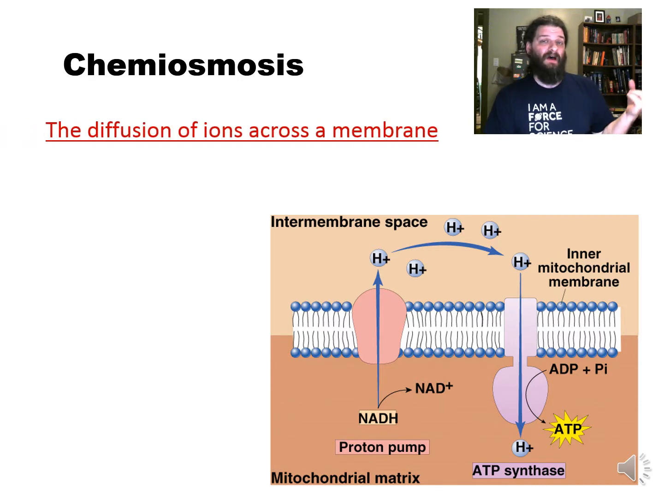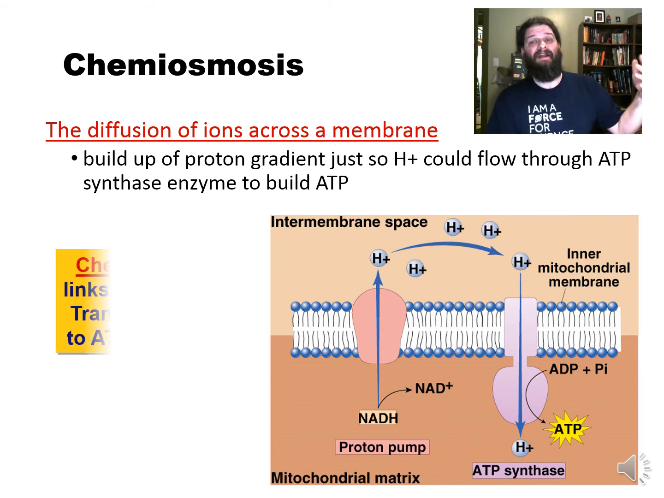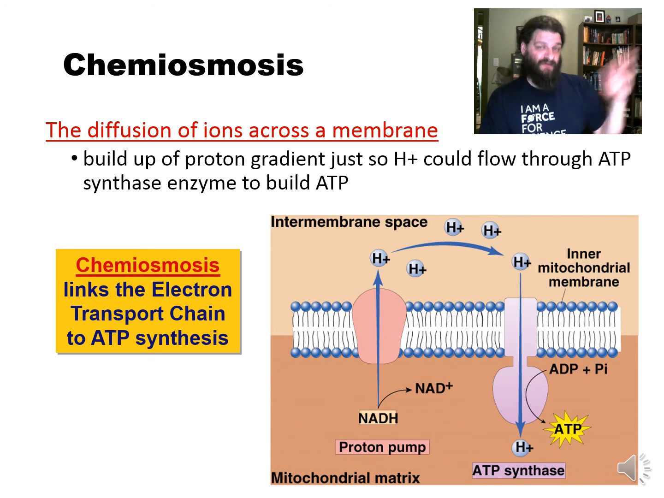This whole process of the movement of, in this case, hydrogen ions through a membrane is called chemiosmosis. And that's really the whole point of the electron transport chain: to generate that proton gradient so that it can move back through chemiosmosis. The protons can move through the membrane and move ATP synthase and allow for oxidative phosphorylation. So that's really the connection between electron transport and the production of ATP.